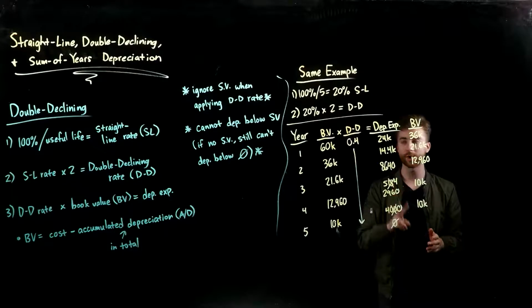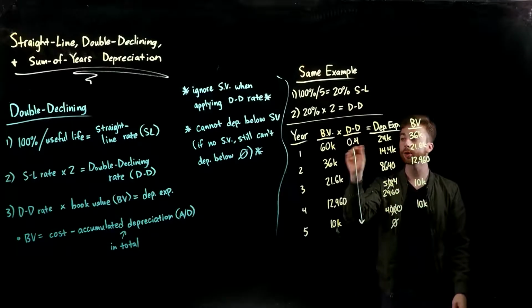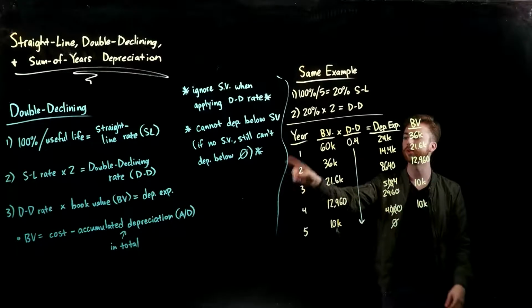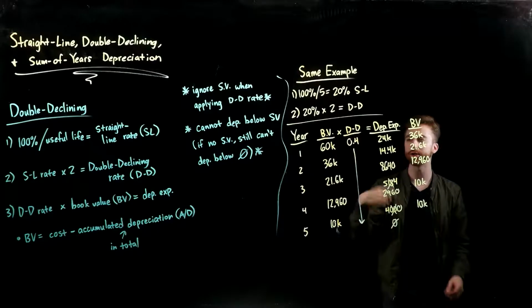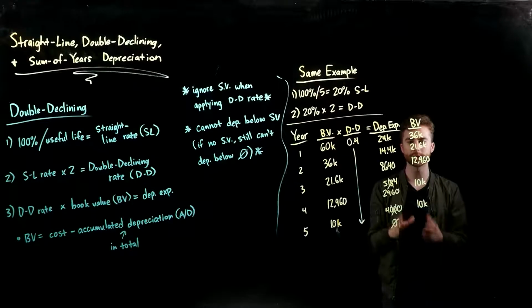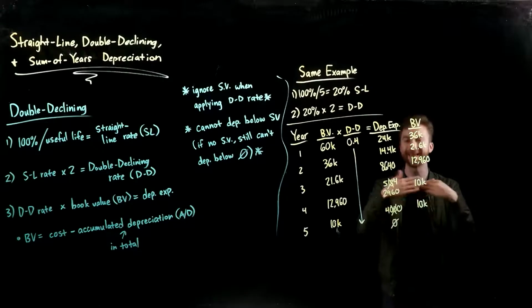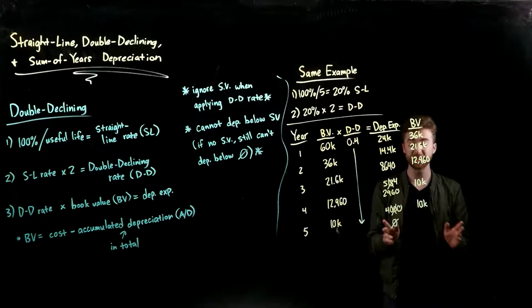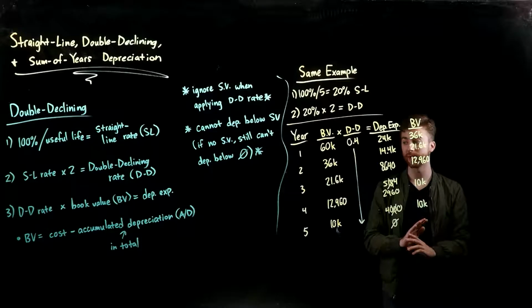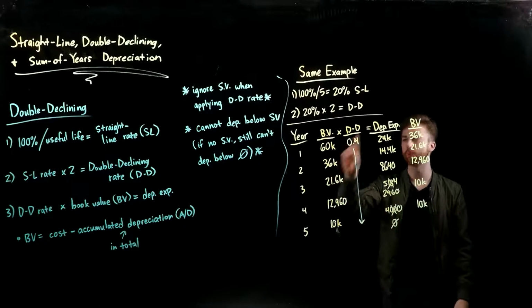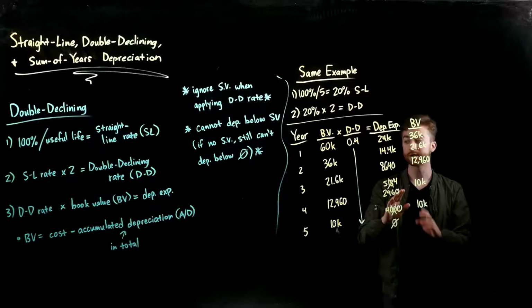So two things I want to point out really quickly is that when you're applying your double declining rate, so when you do your double declining rate times your book value, ignore salvage value. Under the straight line method, we would have to take our cost minus our salvage value and then divide that by the useful life. Here, double declining doesn't consider the salvage value whatsoever, at least when we're applying the double declining rate. So don't subtract that out like you may do under the straight line method.